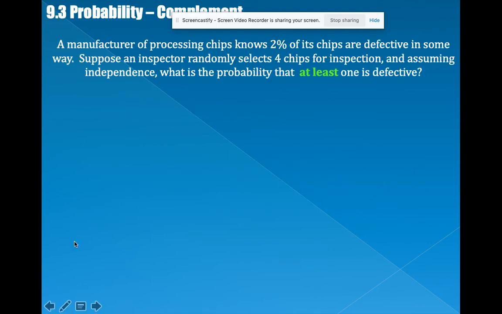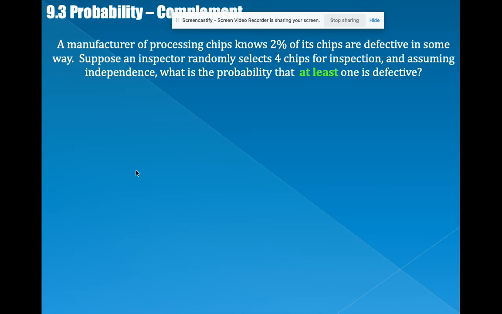All right, so let's suppose I have a factory where I make processing chips. 2% of them are defective because of machinery error in manufacturing, be it machine or people error. I know 2% are going to be defective. And I have an inspector coming in, and let's suppose that inspector just chooses 4 chips at random. Assuming independence, what's the probability that of the 4 that the inspector chooses, at least one of them is defective?